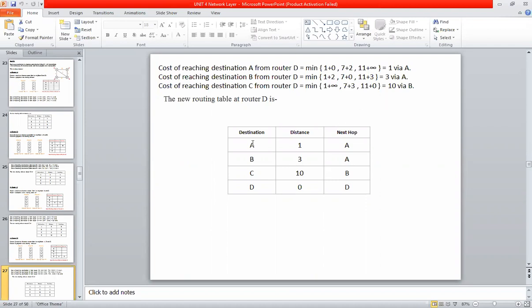The same numbers you have to update in this: the destination, distance, and the next hop. That is A, 1, A. B, 3, it becomes A. Okay. Similarly for destination C, 10 and B.